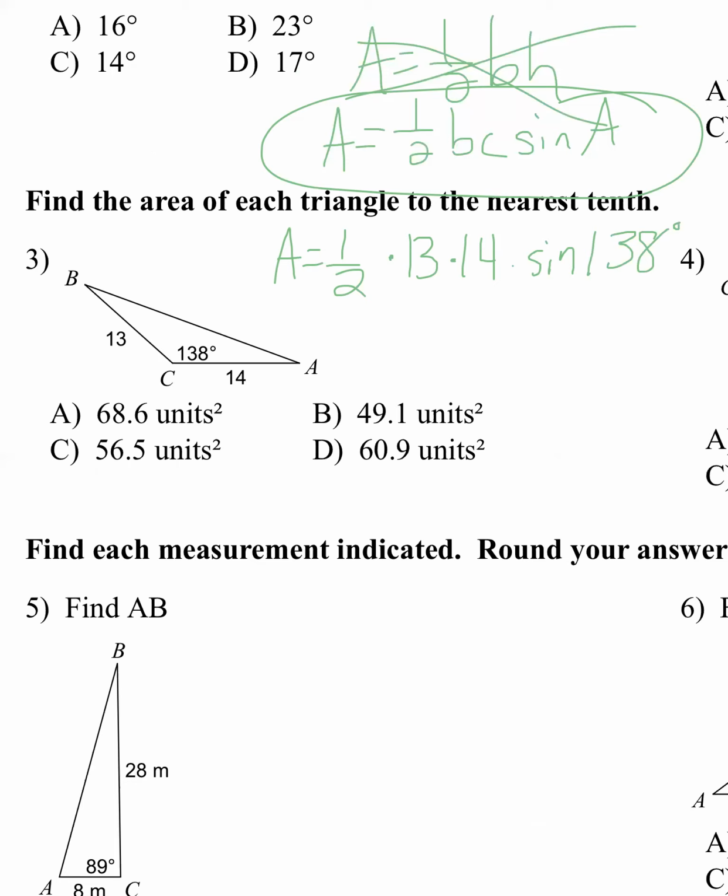Making sure that I'm in degree mode, I'm just going to pop it all in. By the way, once you set degree mode, you don't have to do it every time. But okay, one-half times 13 times 14 times sine of 138, and I get 60.89. So that would round to 60.9 units squared. Choice D.